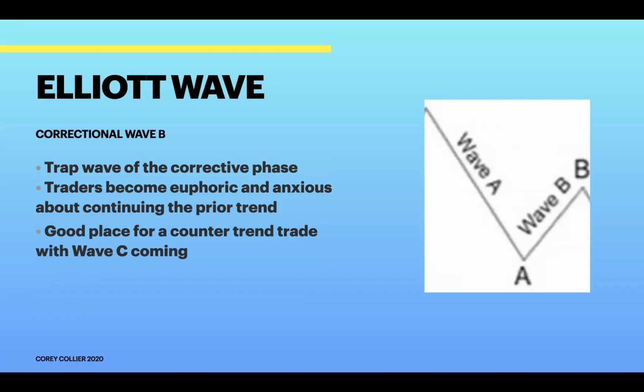Wave B. Wave B is the trap wave of the corrective phase, okay? Traders become euphoric and anxious to continue the prior trend because, again, this example was on a bull run, right? Wave B would be a bull run. It's a good place for a counter trend trade with wave C coming. As new traders, I wouldn't necessarily recommend you try the counter trend trade, but wave C generates a lot of profit.